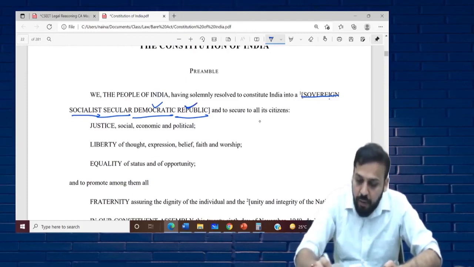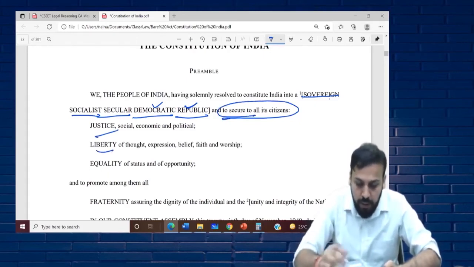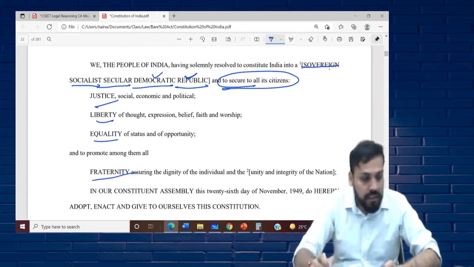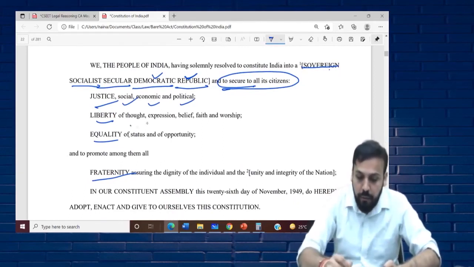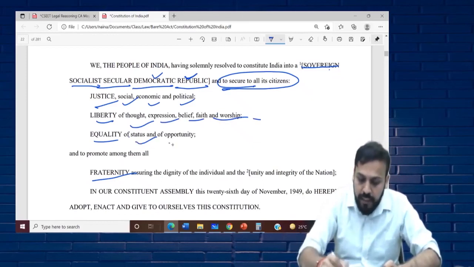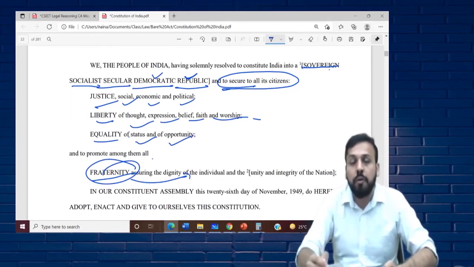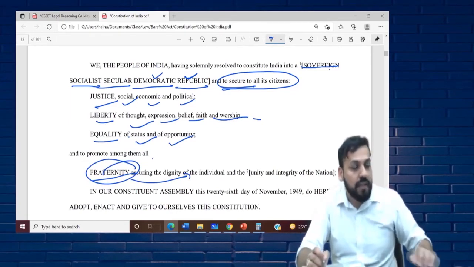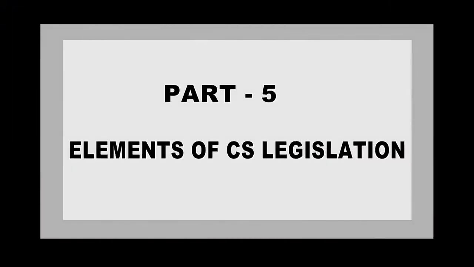And by this we want what exactly? We want justice to all the citizens. We want liberty to all the citizens, equality among all the citizens, and fraternity to all the citizens. Justice, everyone should get economic justice, political justice, social justice, liberty of thought, expression, freedom to worship, and equality of status and opportunity, and promote fraternity, a good brotherhood relationship among every citizen of India. That is basically called the preamble.